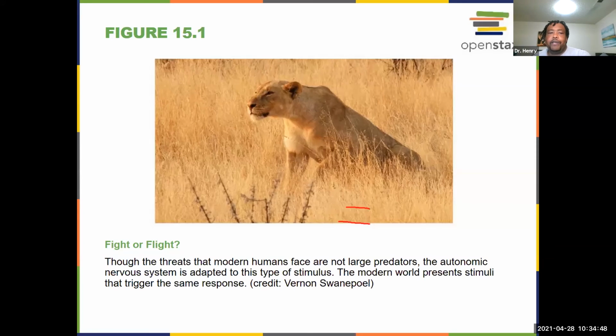Here we're going to be taking a look at those instinct type of things. One of the major things we know about the autonomic nervous system is that it triggers that instinct: when we're faced with a threat, are we going to stand and fight, or are we going to take off running and run for our lives?